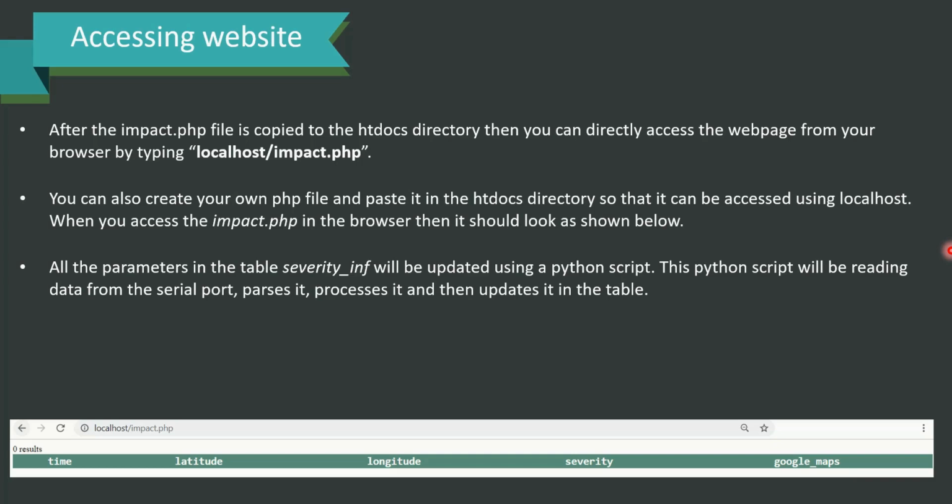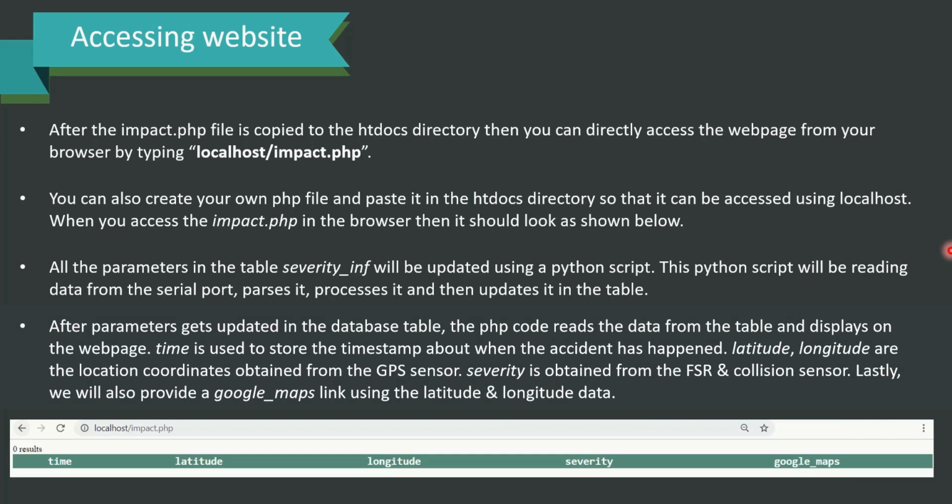All the parameters in the table severity_data will be updated using a Python script. The Python script will be reading the data from the serial port, parsing it, processing it, and updating it in the table. After the parameters get updated in the table, the PHP code reads the data from the table and displays it on the web page.